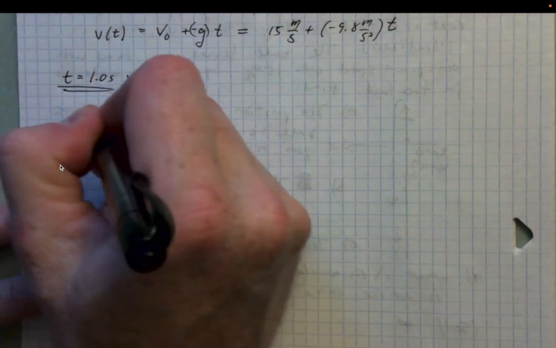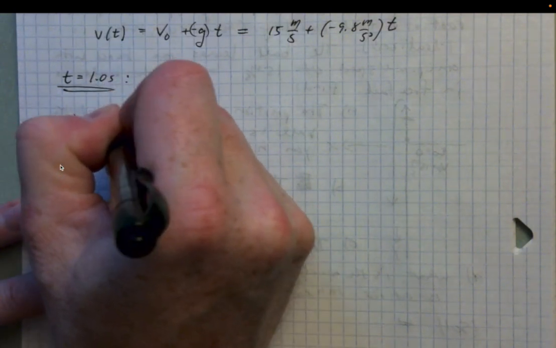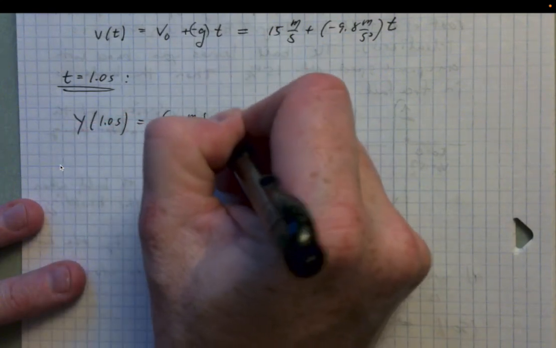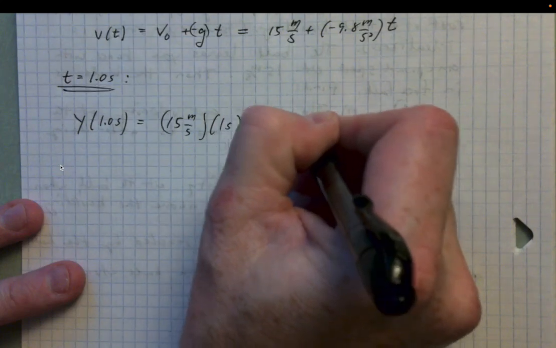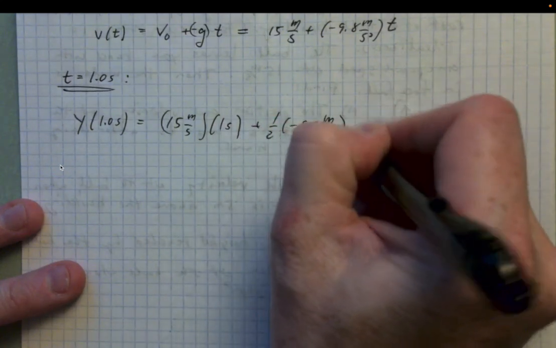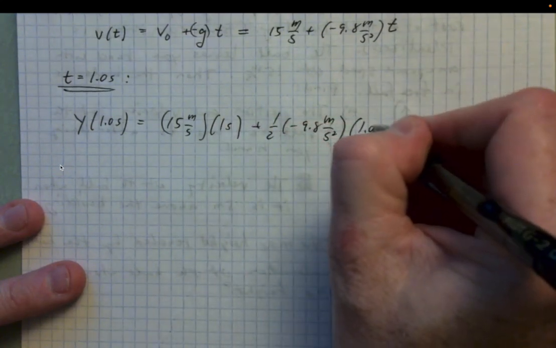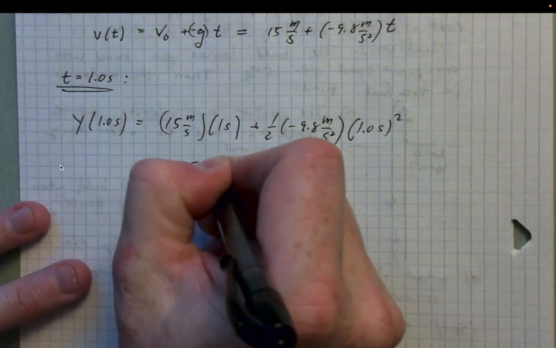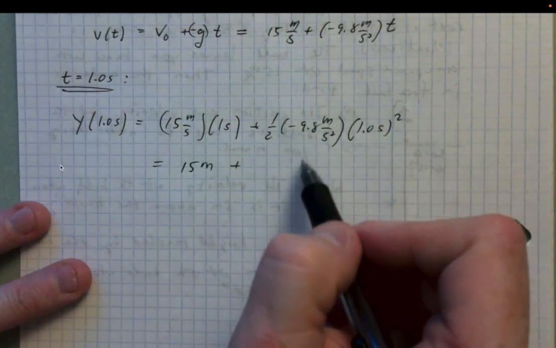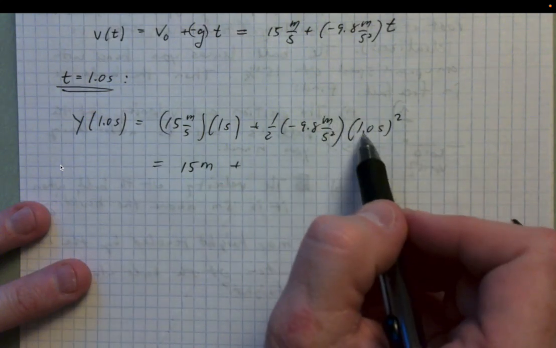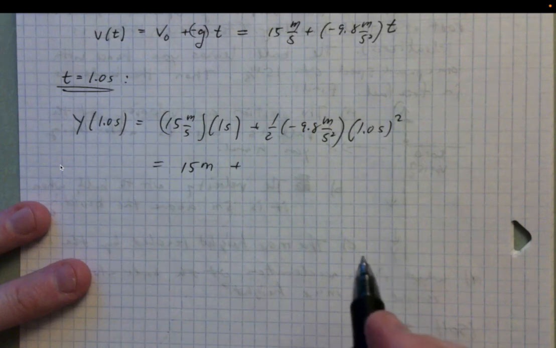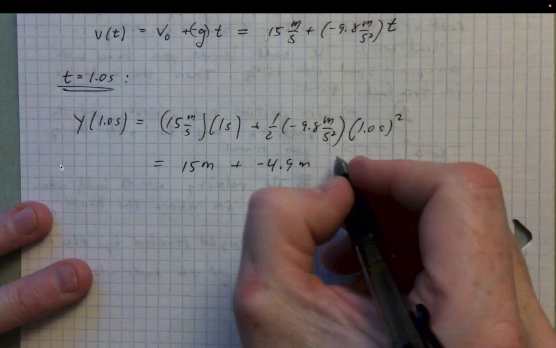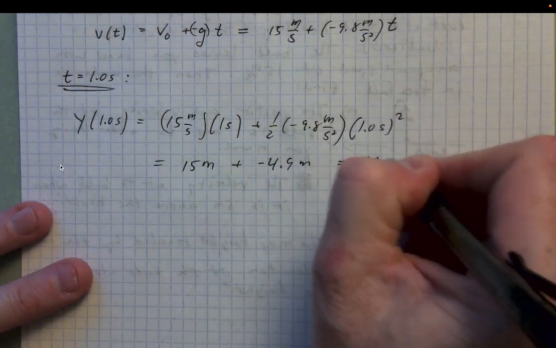Well, for position, we can just plug in 1.0 seconds and we get 15 meters per second times 1 second plus 1/2 negative 9.8 meters per second squared times 1.0 seconds squared, right? And so notice the cancellation here. I get 15 meters plus, this would be negative 9.8 times 1 divided by 2, which is negative 4.9. And so negative 4.9 meters, right? And so the whole thing is equal to 10.1 meters.